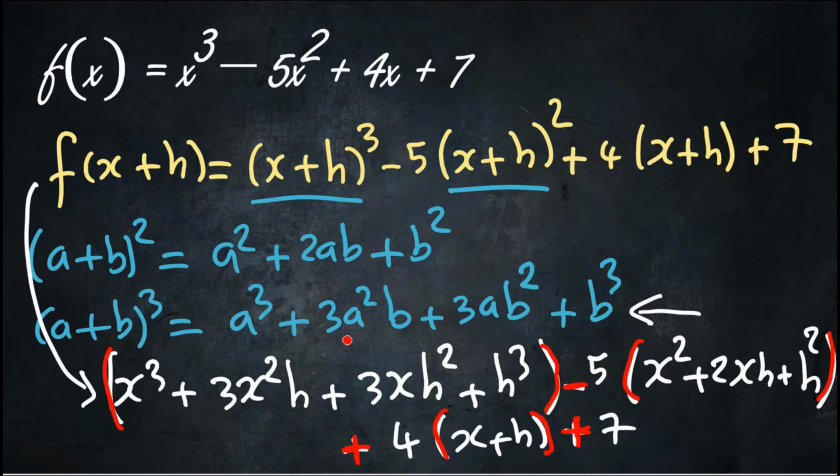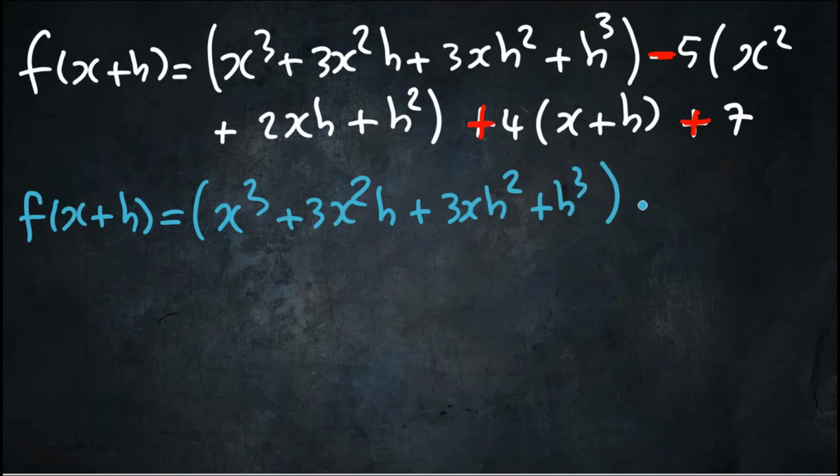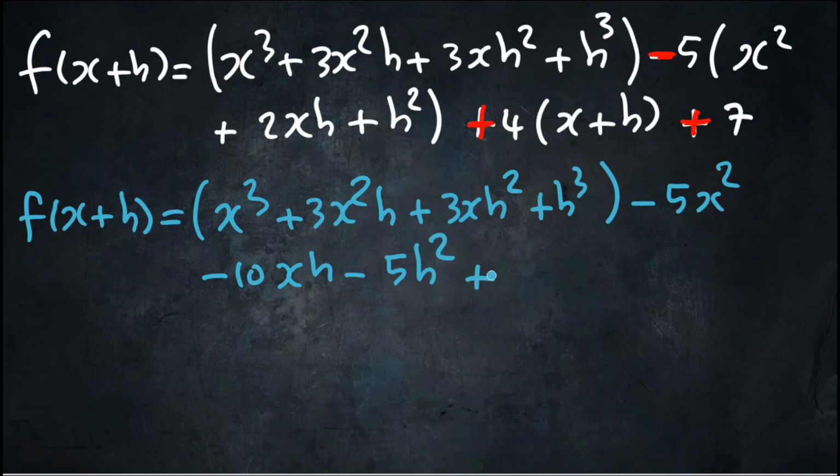We need to expand it and see if we can cancel some terms. So we have x cubed plus 3x squared h plus 3xh squared plus h cubed, minus 5x squared, minus 5 times 2xh, that's minus 10xh, minus 5 times h squared, that's minus 5h squared, plus 4x, plus 4h, plus 7. And actually, I don't need those brackets. This is f of x plus h.